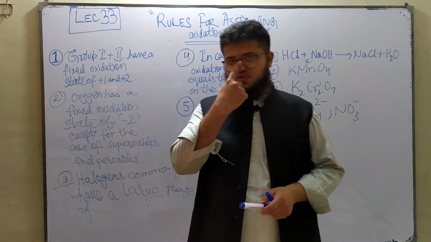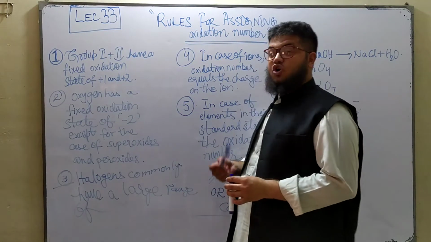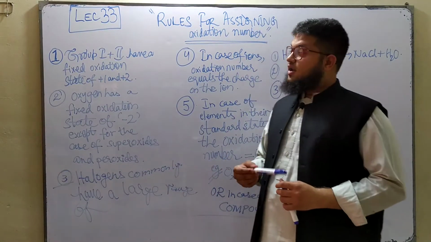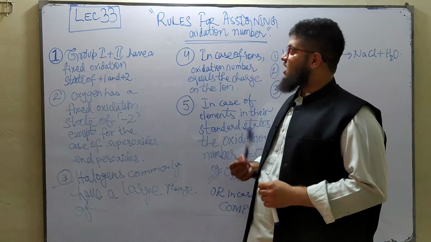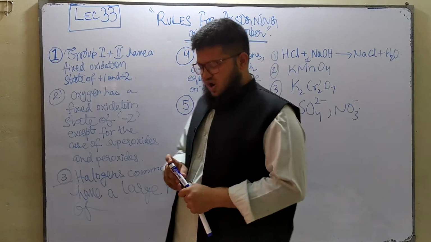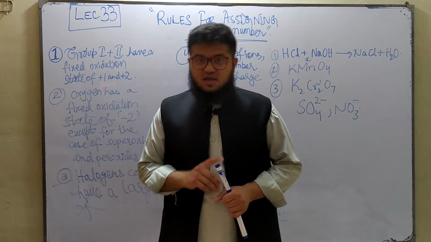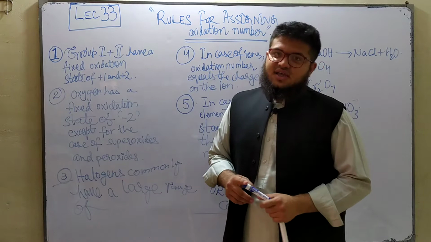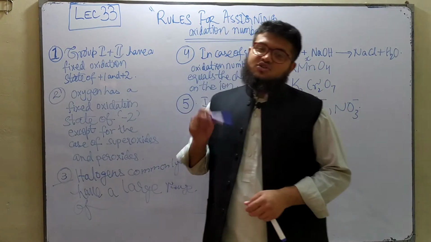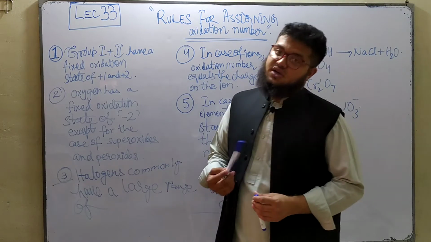Okay, so in the previous video we completed the definitions of redox reaction, oxidation and reduction, and all the 4 definitions. Now in this video we're going to talk about the rules for assigning oxidation numbers. In the previous video I gave you one definition in terms of oxidation numbers, in which I told you that gain in oxidation number is oxidation and the decrease in oxidation number is reduction.